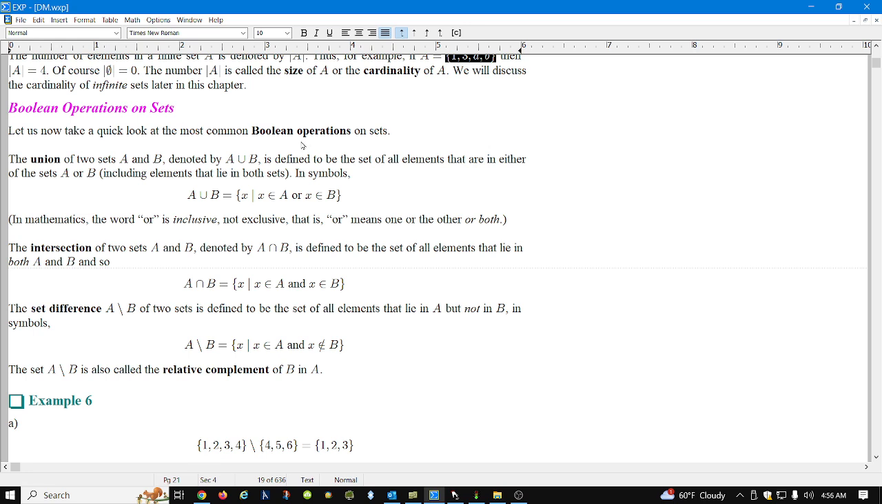The Boolean operations on sets include union, intersection, set difference. I have a feeling you've seen these before, so I won't dwell on them. The union of two sets is the set of all elements that are contained in either set. But there is an important issue here. X is in A or X is in B includes the possibility that X is in both. It's the inclusive OR that we use in mathematics, not the exclusive OR. That's a little bit different than perhaps common English.